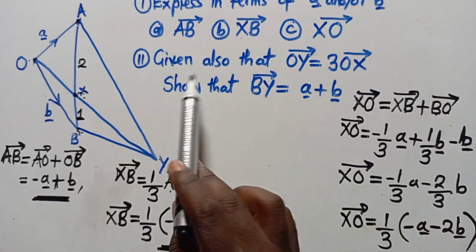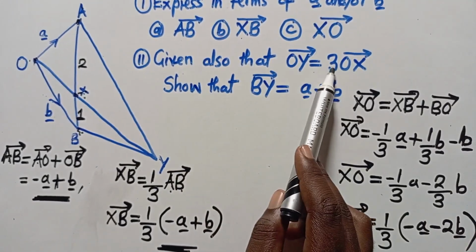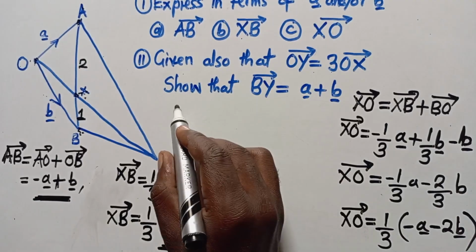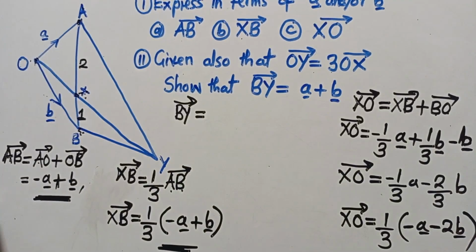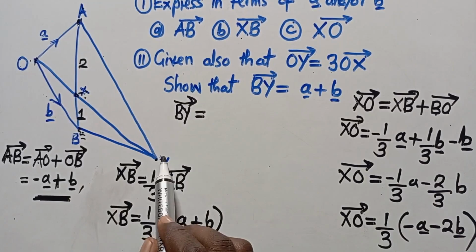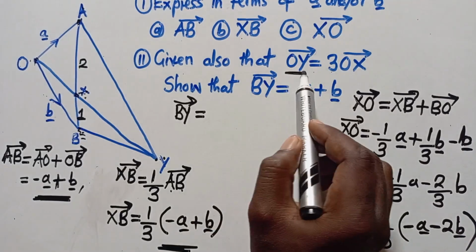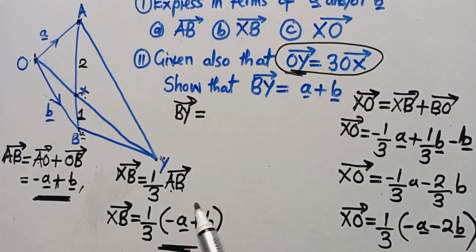I move to this part. Given also that OY is equal to 3OX, show that BY is equal to that. So I need to show that BY is equal to that. How do I answer that? BY, what is BY? How do I find BY? There is OY there. The reason why they have included the OY is so that you can use it.